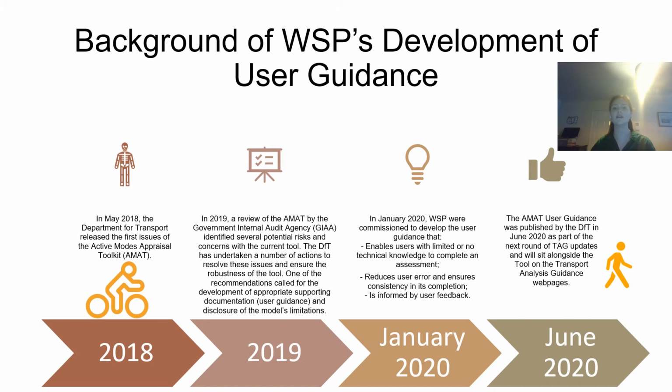In January 2020, WSP were commissioned to develop the user guidance that enables users with limited or no technical knowledge to complete an assessment, reduces user error, ensures consistency in its completion, and is informed by user feedback. The AMAT user guidance was published by the DfT in June 2020 as part of the next round of TAG updates and will sit alongside the tool on the Transport Analysis Guidance web pages. The Department for Transport hosted an online launch event for the AMAT user guidance on Wednesday, 24th of June. The event discussed how the toolkit should be used to appraise schemes being proposed for the Emergency Active Travel Fund.